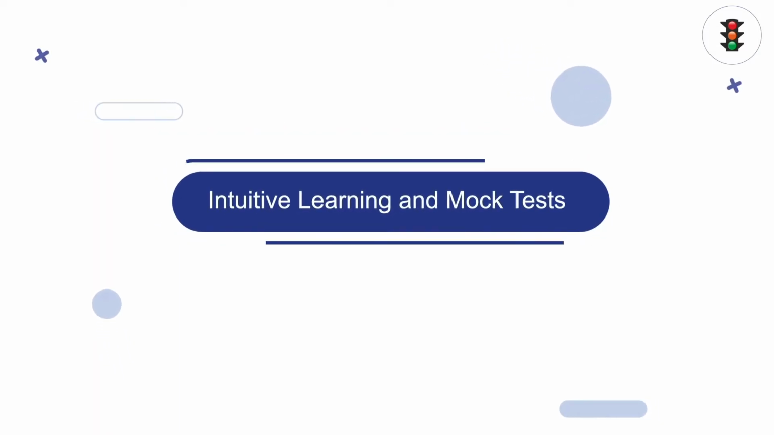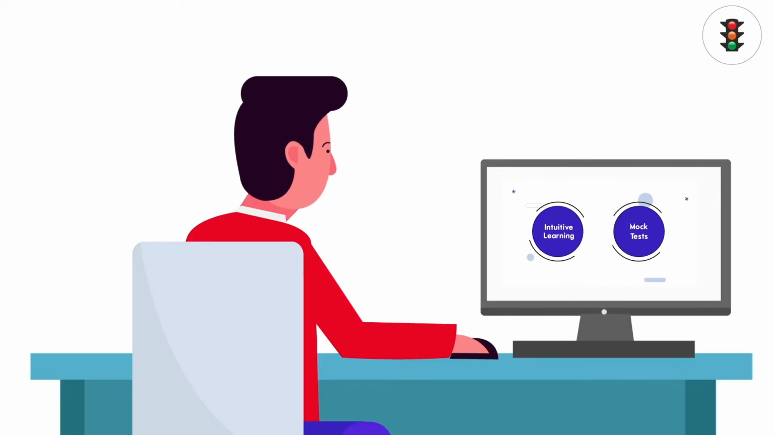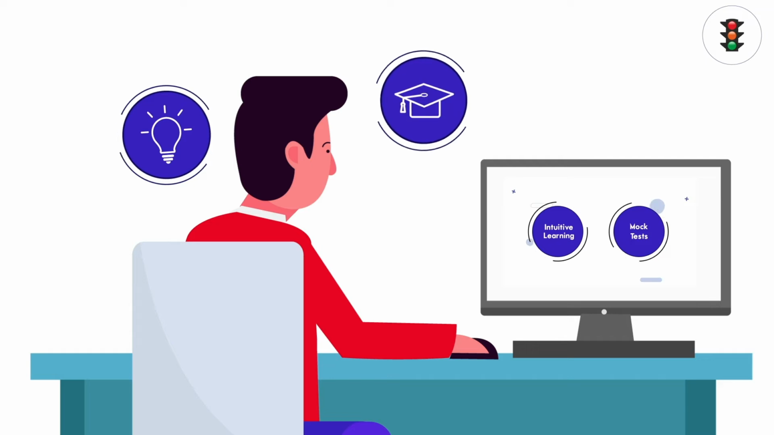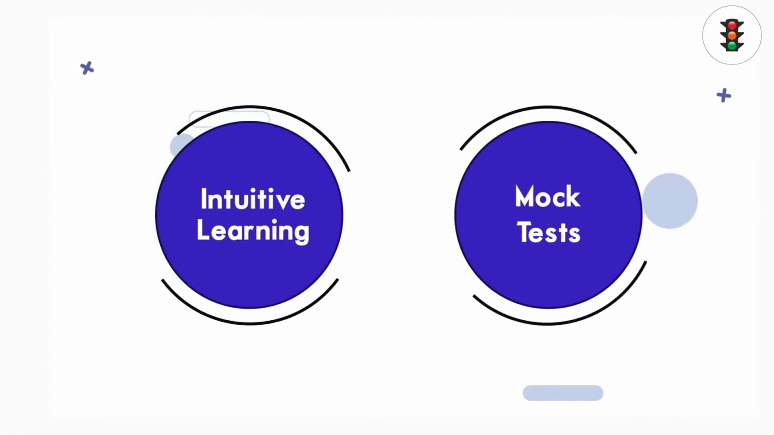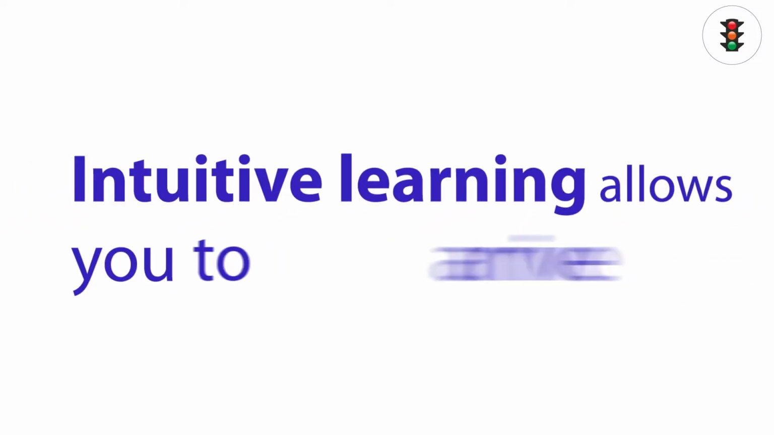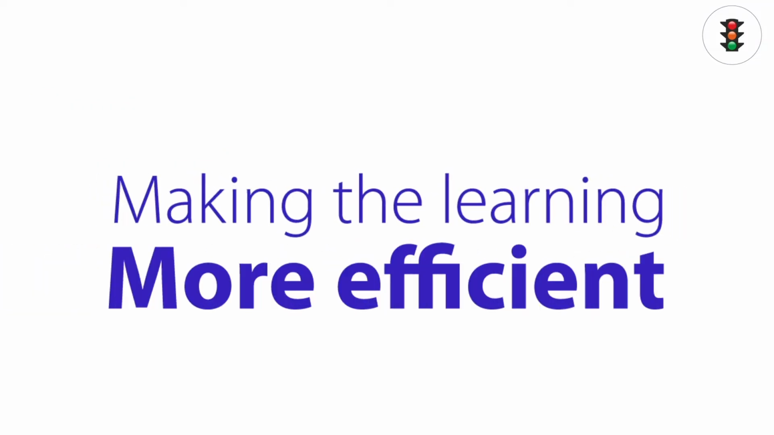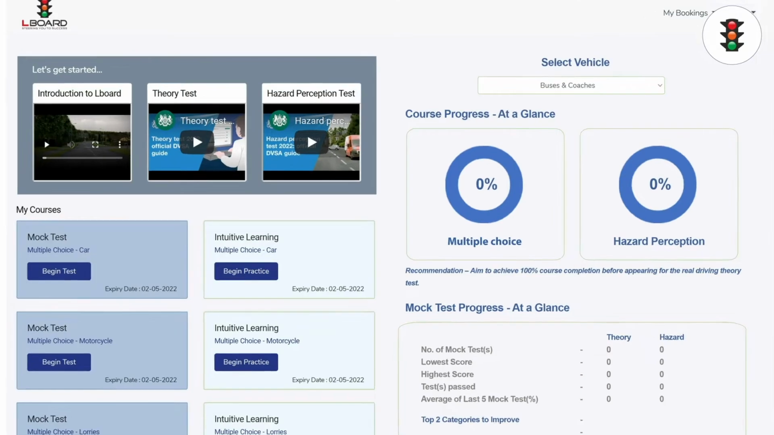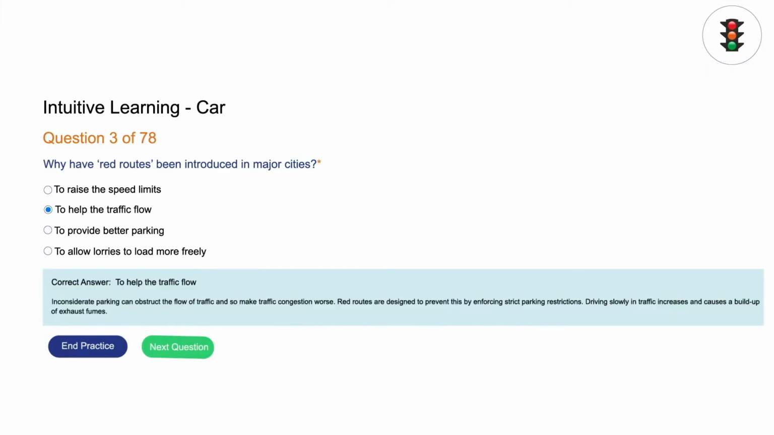Intuitive learning and mock tests. In this section, we will talk about how LBoard can help you practice and prepare for your theory test. We have 2 main modules on LBoard. Intuitive learning allows you to arrive at an answer based on your own logical and analytical reasoning, making the learning more efficient and effective. It will prompt you to use your judgment and thought to arrive at the correct answer before the actual answer is revealed.